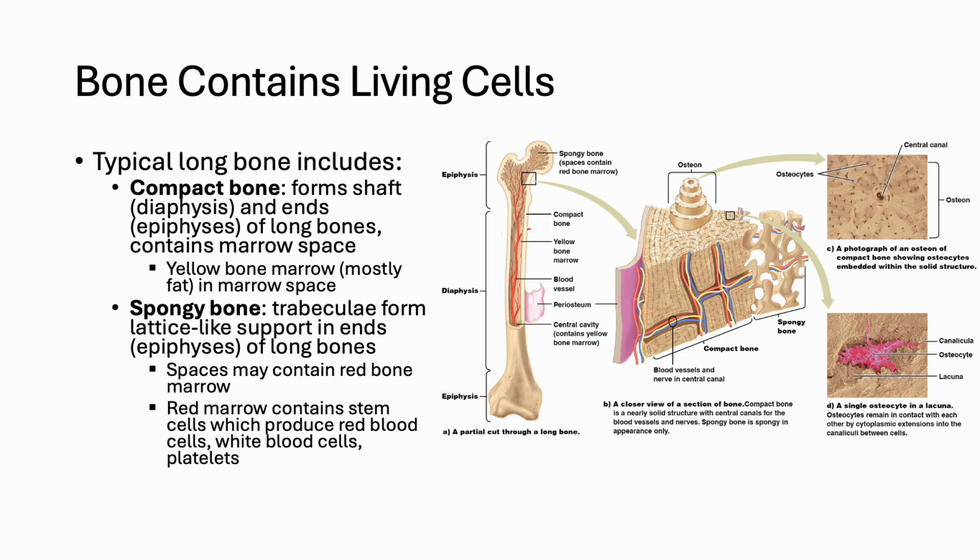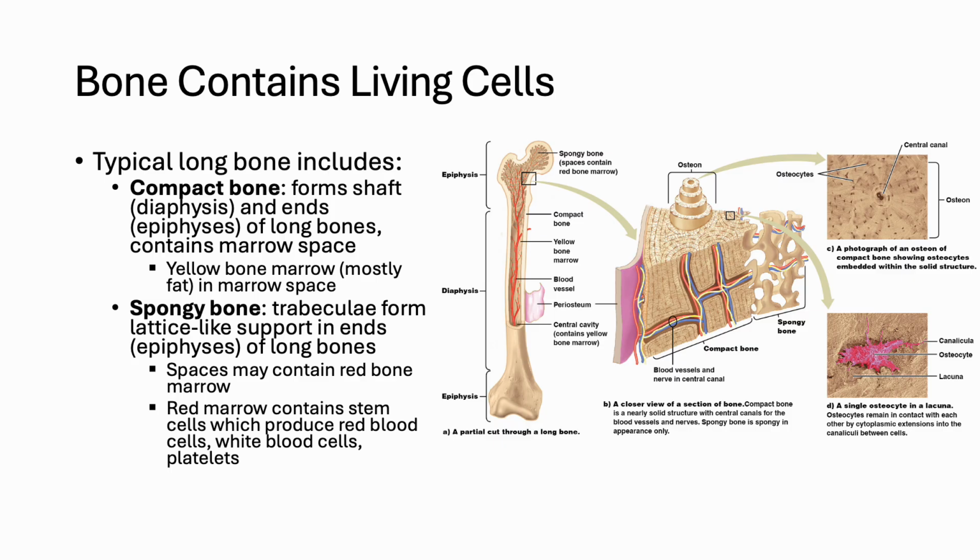Although bones are rigid, they are alive with cellular activity. A long bone, such as the femur, has compact bone forming its shaft and ends with a central marrow cavity. This cavity contains yellow bone marrow, mostly fat, which stores energy. At the ends of the bones, there's spongy bone that provides a lattice-like support structure and contains spaces for red bone marrow. Red bone marrow is especially important because it houses stem cells that produce blood cells, including red blood cells for oxygen transport, white blood cells for immunity, and platelets for clotting. This dual design of compact and spongy bone allows bones to be both strong and relatively light.